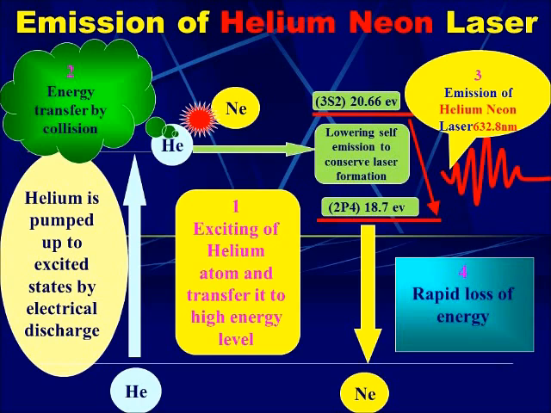20.66 electron volt and reduced to be the orbit 2p4. That power now will be 18.7 electron volt. The difference is the emitting of the laser, and then its rapid loss to the ground state.